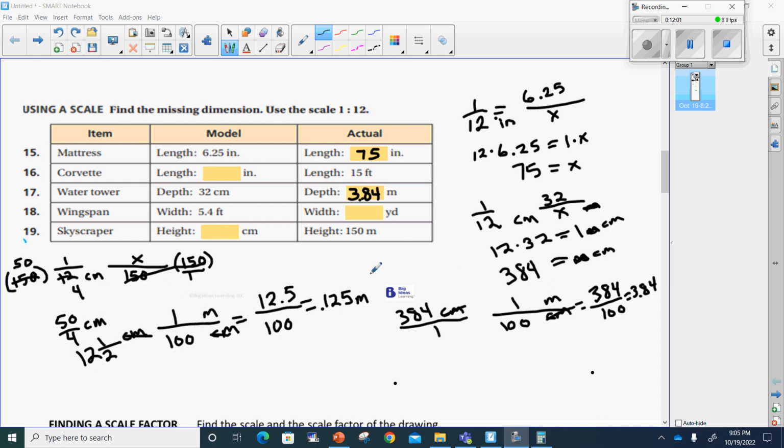And I just realized they didn't ask me for meters. They already had that. They wanted centimeters. So I had it right at the beginning. This is 12 and a half or 12.5 because it was centimeters up here. We never needed to transfer it over to meters. So 12 and a half or 12.5 would be my answer.